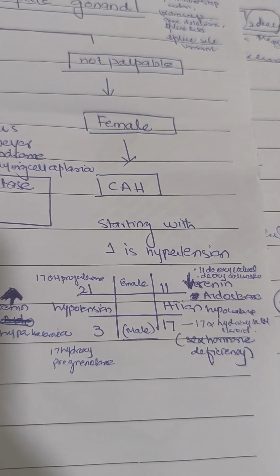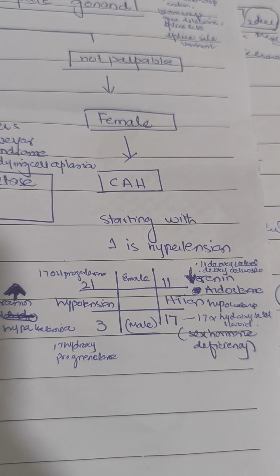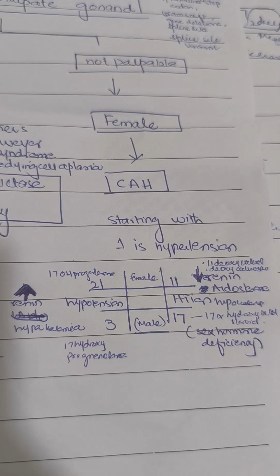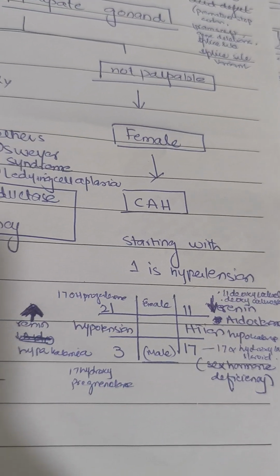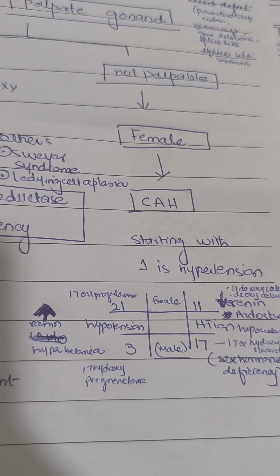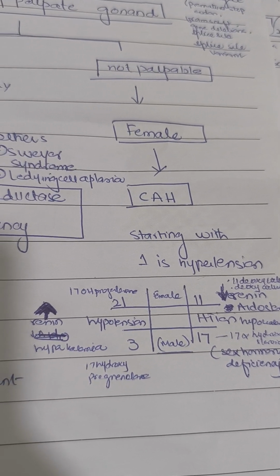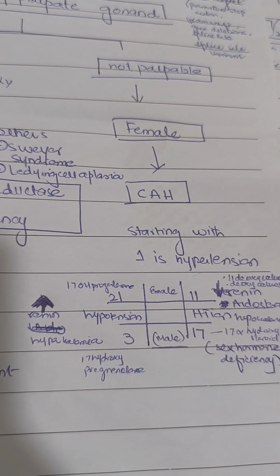In the case of CAH, the patient is female. It is divided into four types: 21-hydroxylase, 3-beta, 11-beta and 17-alpha enzyme deficiency. The 21 and 3 types present with hypotension, whereas the 11 and 17 types present with hypertension.